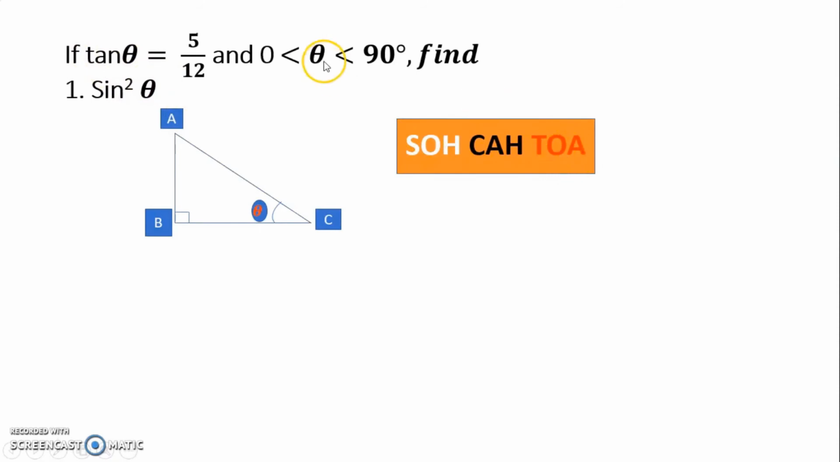That means our opposite is 5, adjacent is 12. Where is our opposite? Anywhere theta is facing in this right angle triangle is our opposite, which is 5. The other part is our adjacent, which is 12. Then the longest side of the right angle triangle is our hypotenuse. We don't know the hypotenuse, so we replace it with x.